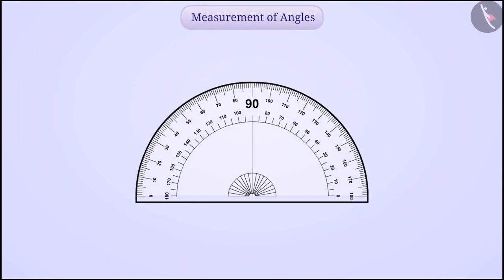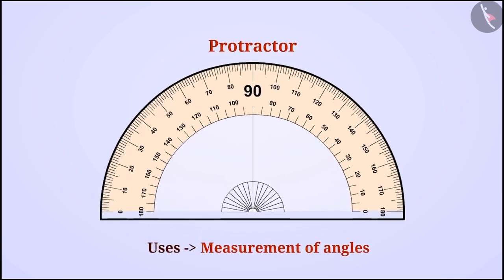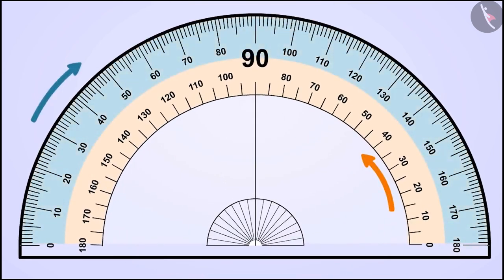You must have seen this object in your geometry box. Can you tell what it is and what its use is? Think a little. Let me tell you. We call this a protractor. We use it to measure angles. Its edge is divided into 180 equal parts, where each part is called a degree. To measure, 0 to 180 marks are marked on it from both the left and the right sides.